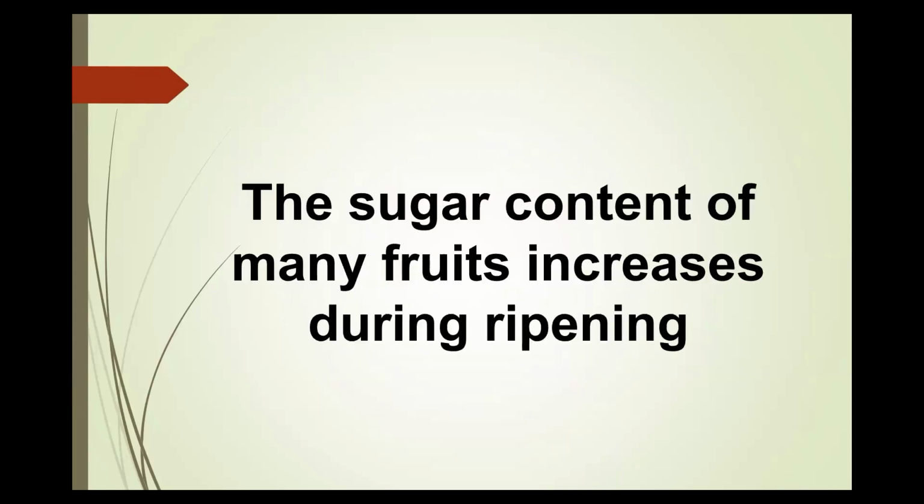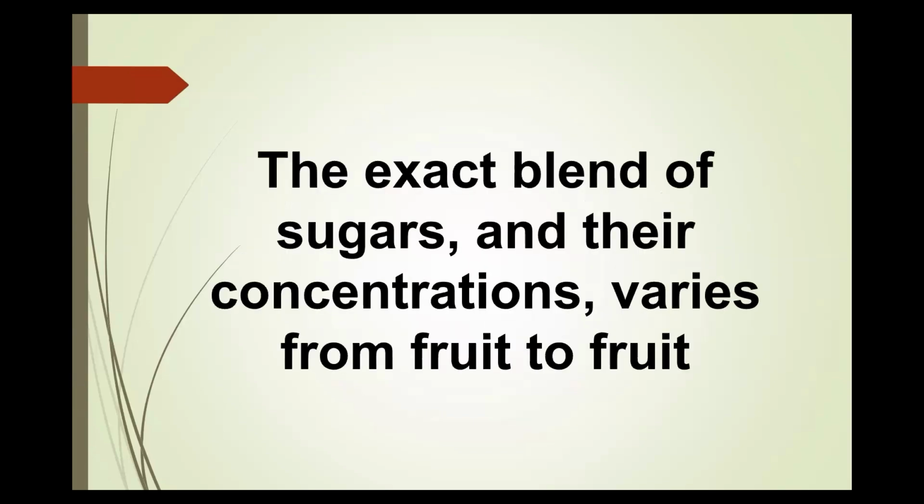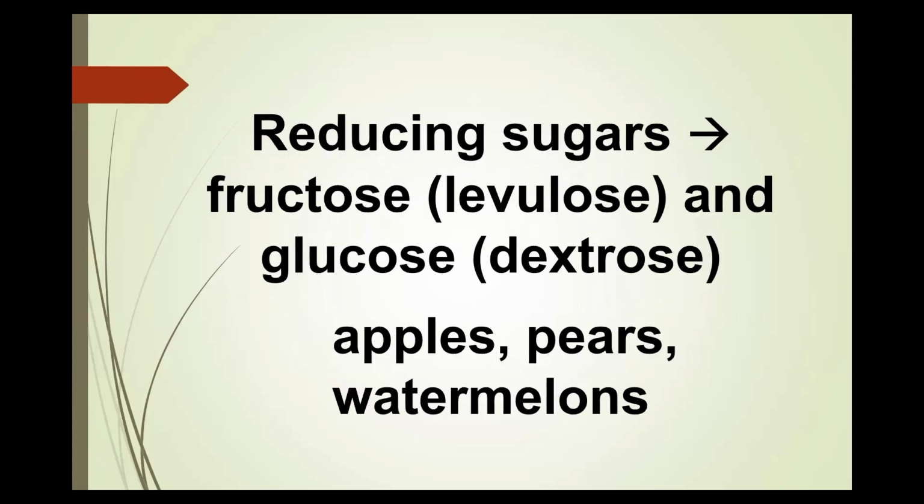Carbohydrates. The sugar content of many fruits increases during ripening. The exact blend of sugars and their concentrations varies from fruit to fruit. In some fruit, reducing sugars can accumulate. The two most common are fructose, also known as levulose, and glucose, also known as dextrose. The sugars accumulate in fruits such as apples, pears, and some varieties of watermelon.